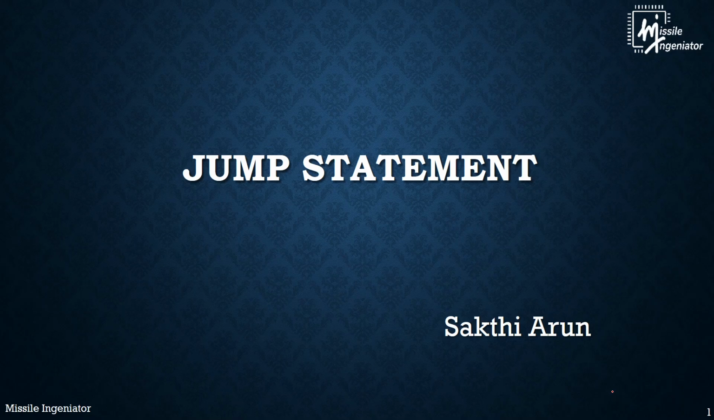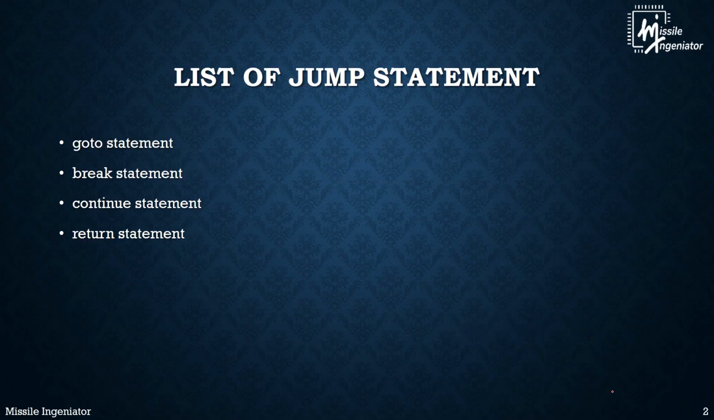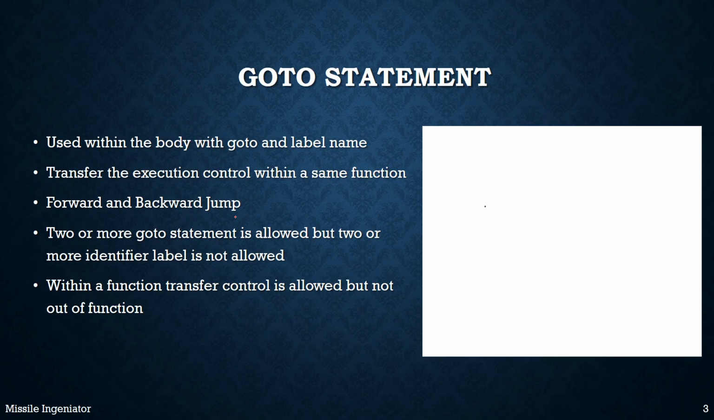In this lecture video, I am going to explain the theoretical concept of what a jump statement is, what jump statements are available, and how they function inside a C program. Some of the jump statements are the goto statement, then break, then continue, then return. I'll be explaining briefly about all these statements in our upcoming slides. First, let me explain the goto statement.